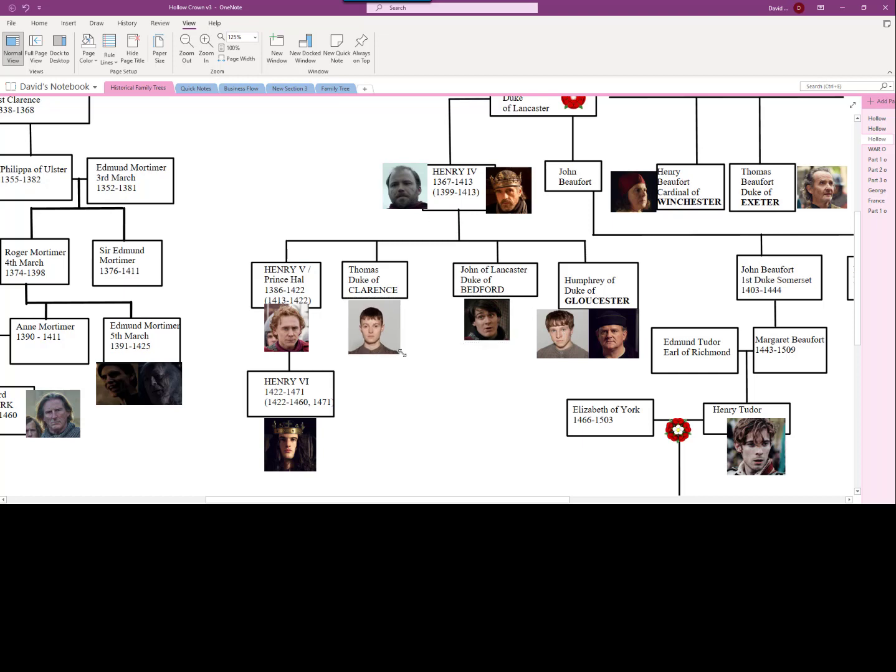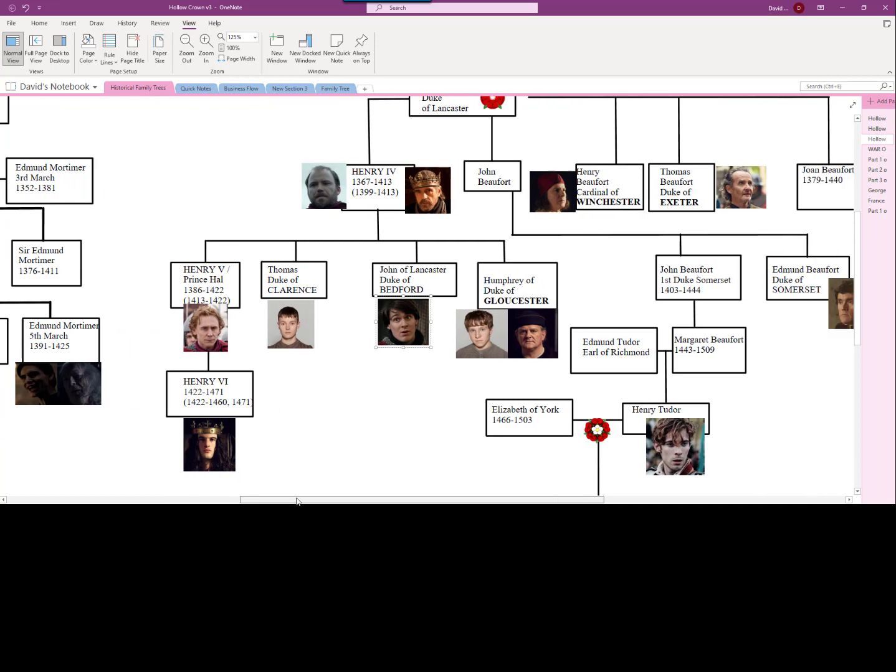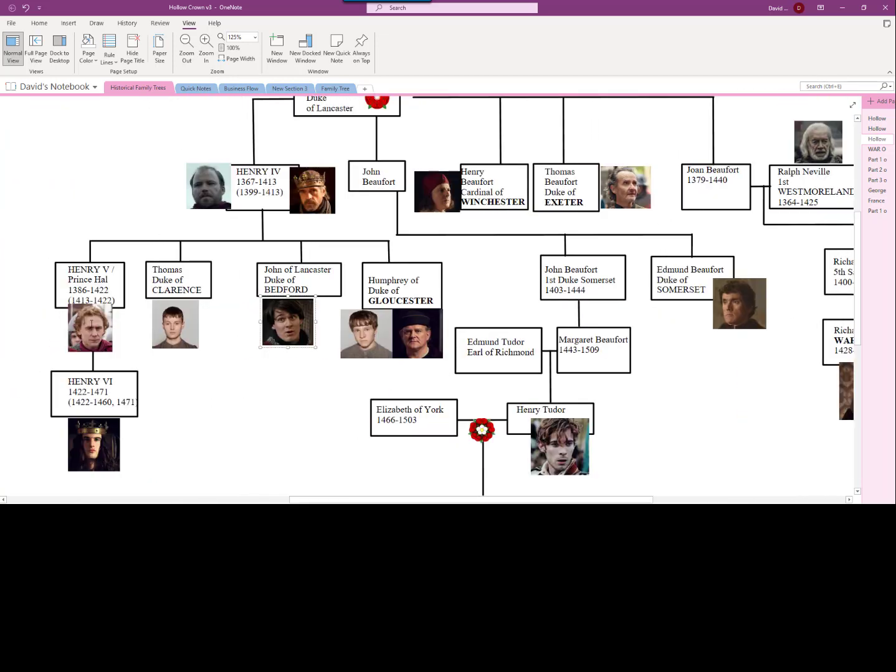Thomas, the Duke of Clarence, actually was already dead by then. He died a year earlier than Henry, but there were two younger brothers left. John of Lancaster, you remember, we just mentioned him. He had a minor role in the Henry V and Henry VI plays, but Hollow Crown decided to leave him out completely. So basically, according to the show, the only surviving brother of Henry V is the Duke of Gloucester.